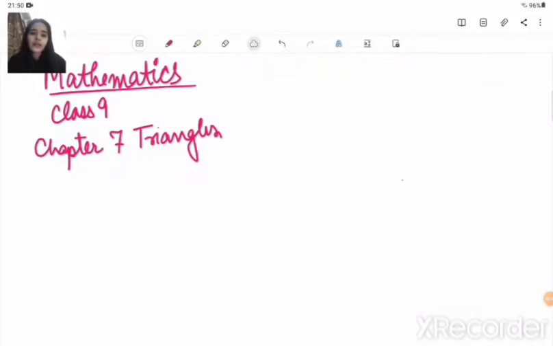Good morning everyone. I'm Ritika and I'll teach you mathematics, and the topic for today is triangles, which is Chapter 7 from the NCERT Class 9 mathematics. So first of all, we will discuss the methodology which I will use to teach this chapter.